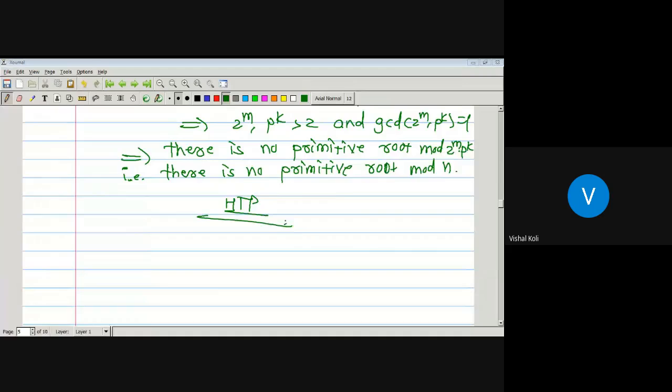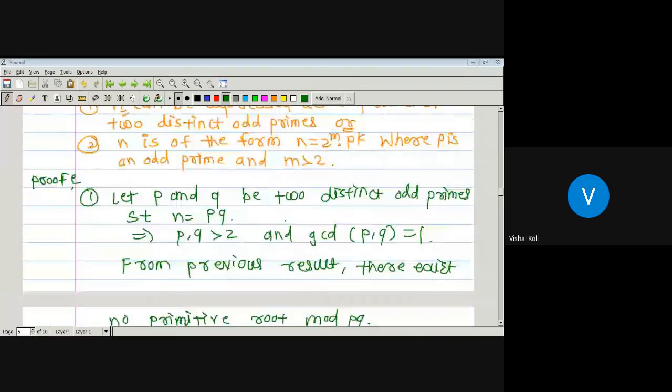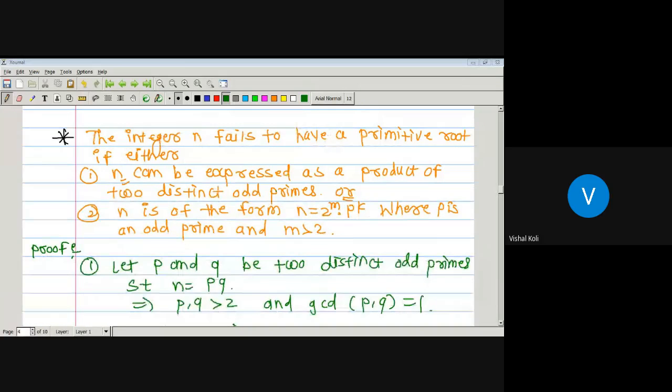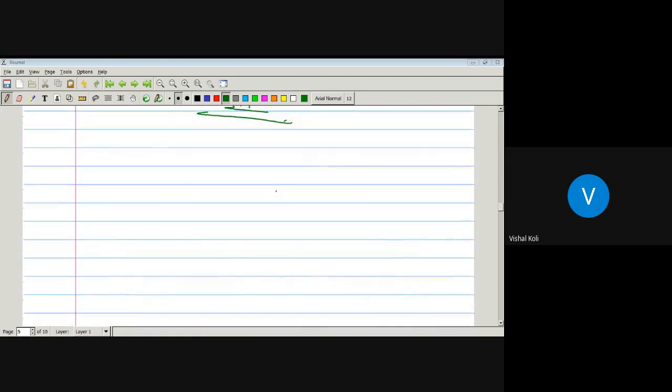Okay, so in both the cases, if n is of the form p into q where p and q are two distinct odd primes, then also the integer n has no primitive root. And if n equals 2 raised to m into p raised to k where p is an odd prime, then also we get n has no primitive root modulo n, that is 2 raised to m into p raised to k. Here's the required result. Okay, any doubt? No, sir.